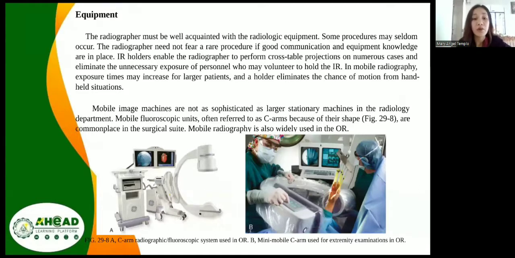In mobile radiography, exposure time may increase for larger patients, and a holder eliminates the chance of motion from handheld situations. Mobile imaging machines are not as sophisticated as larger stationary machines in the radiology department. Mobile fluoroscopic units, often referred to as C-arms because of their shapes, are commonplace in the surgical suite. Mobile radiography is also widely used in the OR.